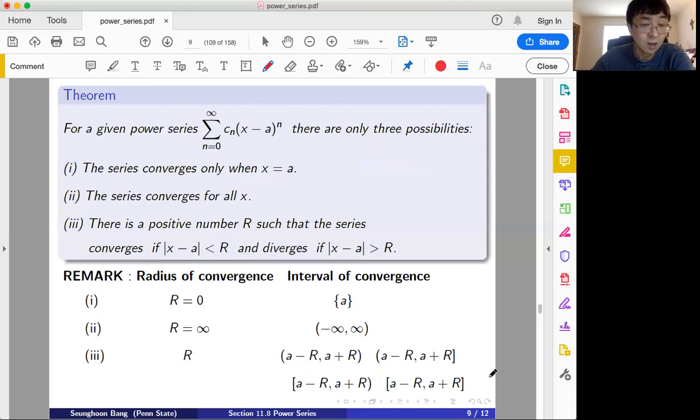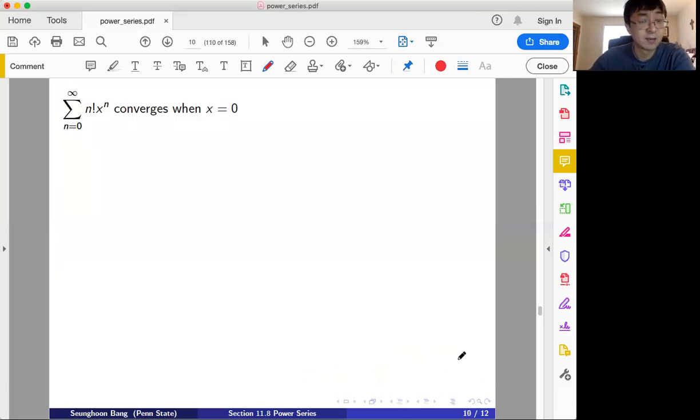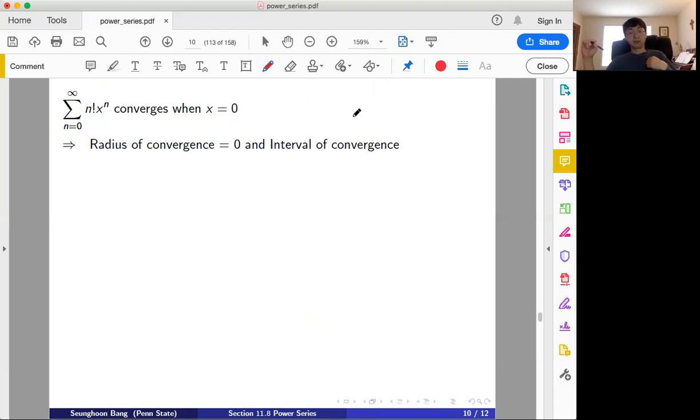So we are going back to the previous example. Remember this case? Summation of n factorial times x to the n converges when x equals 0. What is the radius of convergence in this case? Yes, 0, because it is only 1 point, 0. The length of a point is 0 divided by 2, which is always 0. So what is the interval of convergence? Only 1 point, x equals 0. One more example.